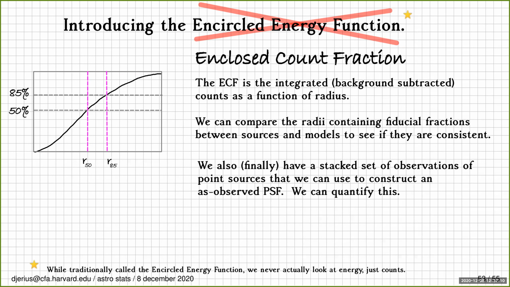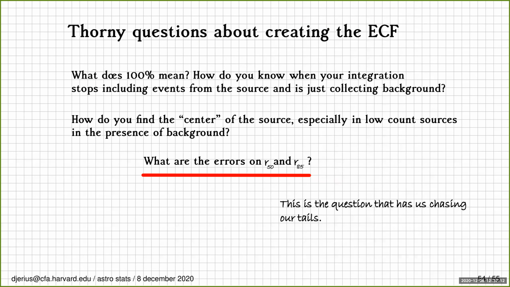So in any case, there are a few things that make using the ECF difficult. For instance, what does it mean that you're going out to 100% of your counts? There's a background in there. There's a background level. How do you know when background stops? How do you know when it starts?